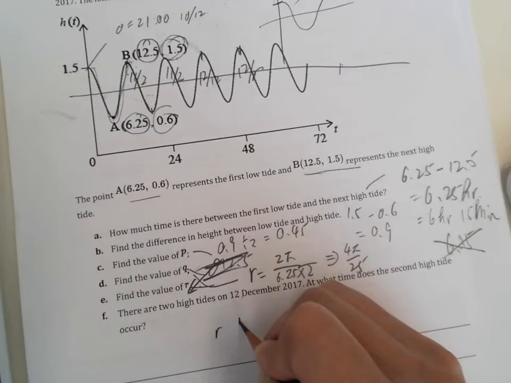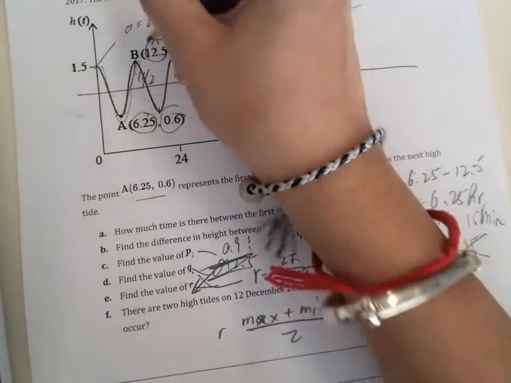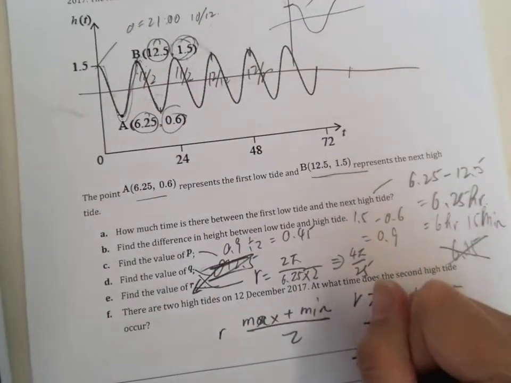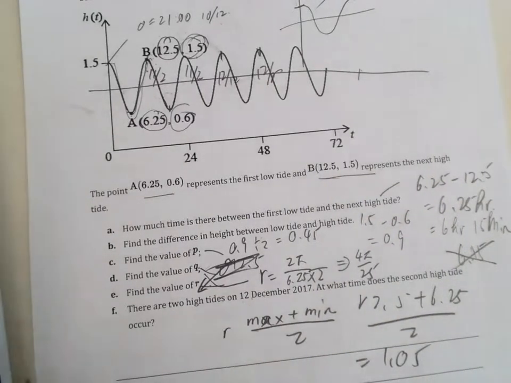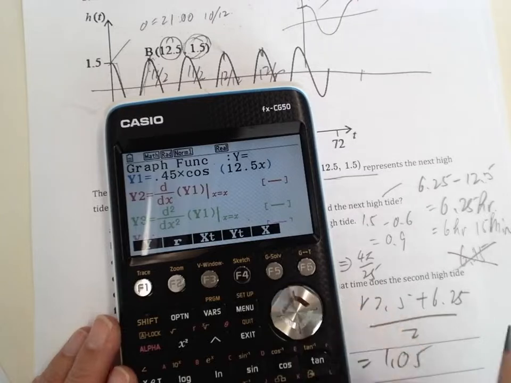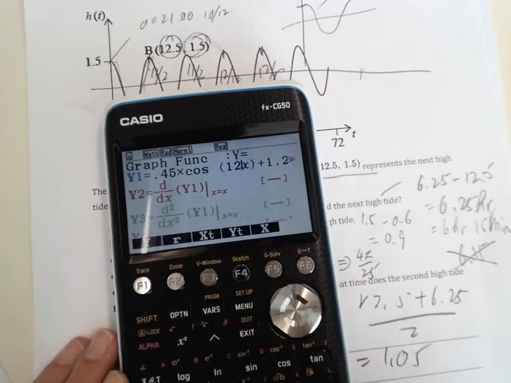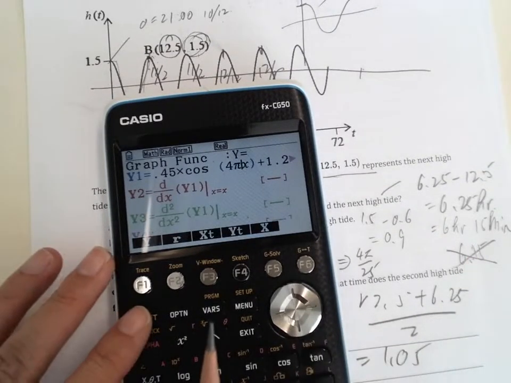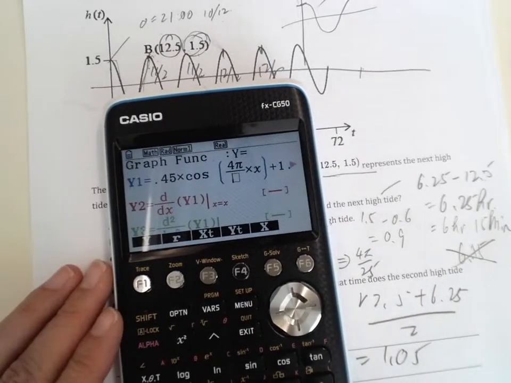So the R is max plus min divided by 2. So we have 1.5 plus 0.6 over 2, and then we got 1.05. I'm sorry, I missed that bit. So now we have that to be added, 1.05. And fix the Q, it should be 4 pi over 25.